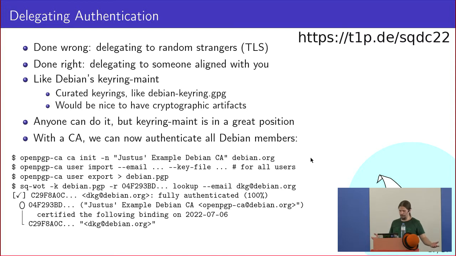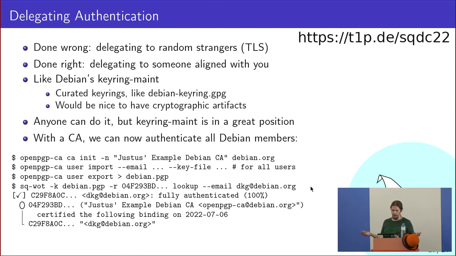Can you see my pointer? So here we create a CA. We import the mapping from email address to certificate for all users. This is the interesting step that I kind of faked out here. And then we export all that data into a keyring. And then we can use our or GnuPG's Web of Trust implementation to reason about that.